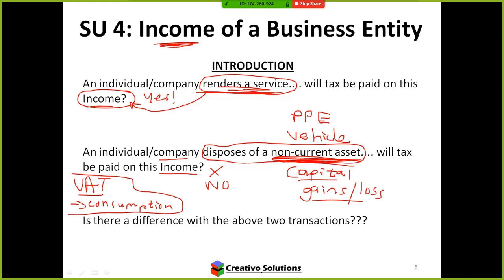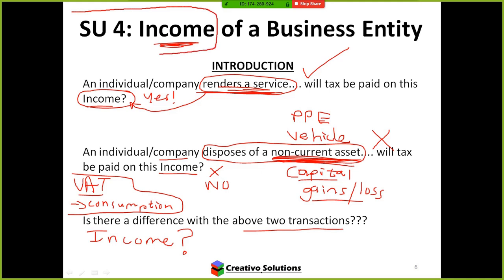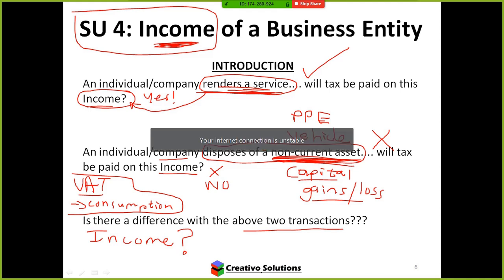So is there a difference between the above two transactions? Yes. The first thing is: income, question mark. Is it income or is it something else? The first one was income. The second one wasn't. It was something else. Remember, study unit 4 is focusing specifically on income. When looking at that template, what falls under income? That's what you're looking at here.